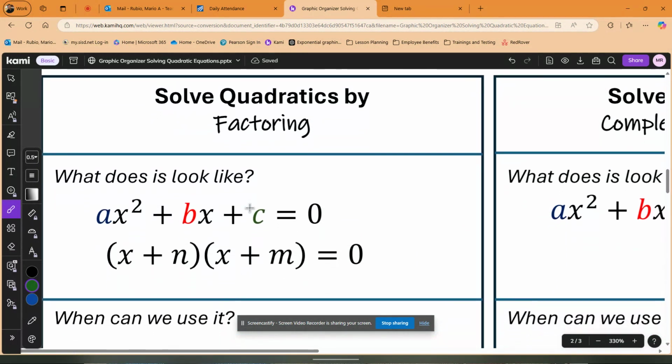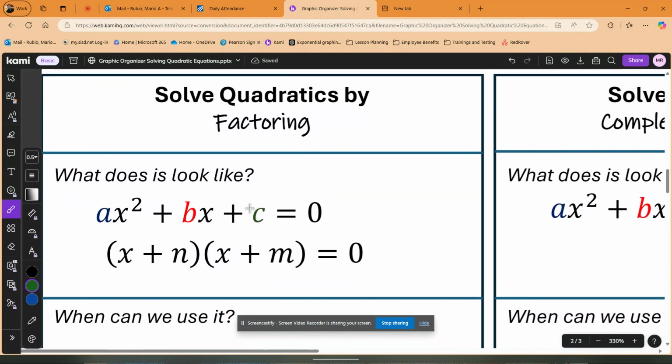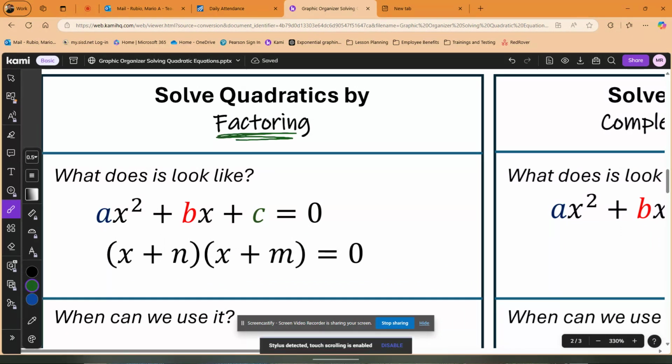So this is the first group, or the first square. Solve quadratics by factoring. We're going to look at what it means to be solving by factoring. What does it look like? Your graphic organizer is blank, so you're going to write down these 2 equations. The first thing we need to understand is that this is the standard form of a quadratic equation, so it must look like this.